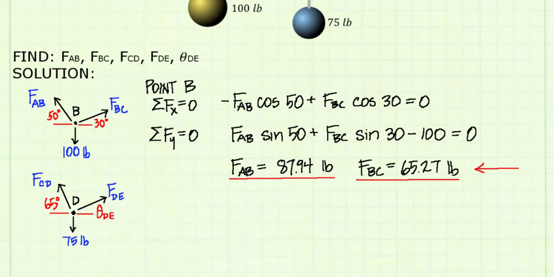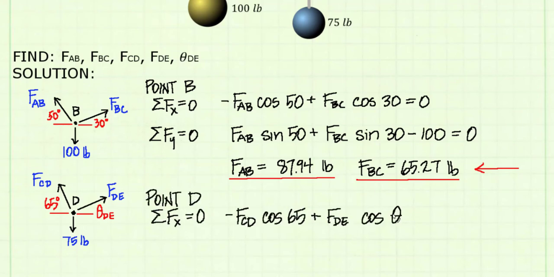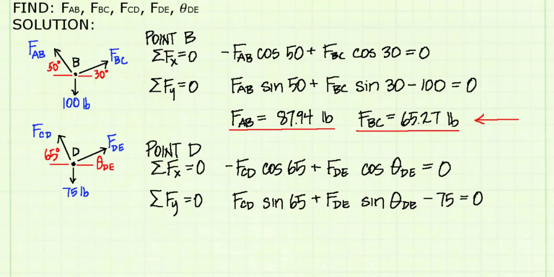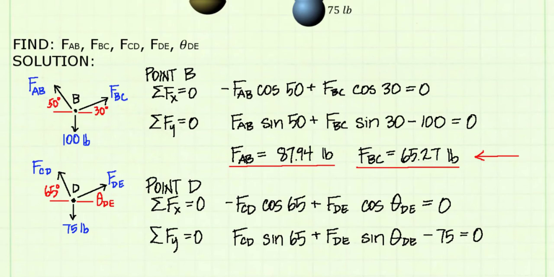Now I'm going to move to point D, and I'm going to use the free body diagram for point D to write my equations of equilibrium. Okay, I've got my two equations of equilibrium for point D. It looks like we have 3 unknowns in both equations. That's too many unknowns, but actually there's only 2. Let's go back to our problem.